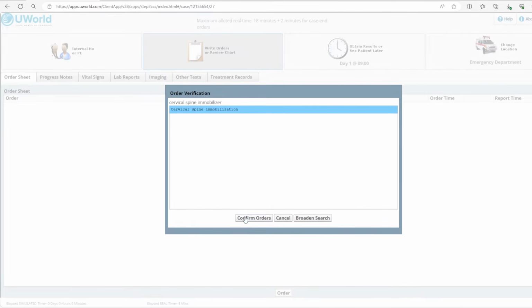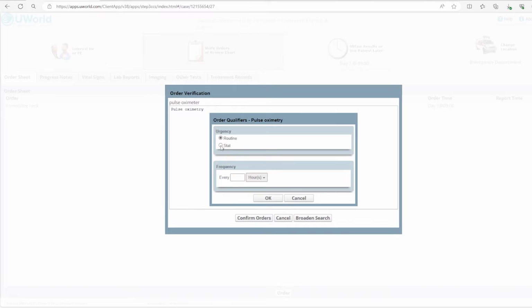Cervical spine immobilization, and that's to stabilize the spine, since this is a trauma case. After we get CT scans, we can remove the cervical spine immobilizer. So confirm orders, the pulse oximetry. You're gonna order this stat. In the exam platform, it doesn't ask you for routine or stat, but stat means you need it now. Routine is less urgent, but since this is an emergency case, it's in the ED, we're gonna order things stat.